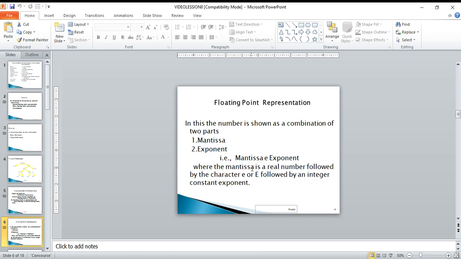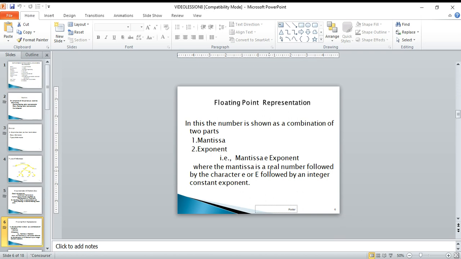Here, the mantissa is a real number followed by a character e or capital E followed by an integer constant exponent. Here, mantissa e to the power of exponent represents the exponent value, how many bits we can move towards the right, or how many bits we can move to the left. So that is the exponent value.